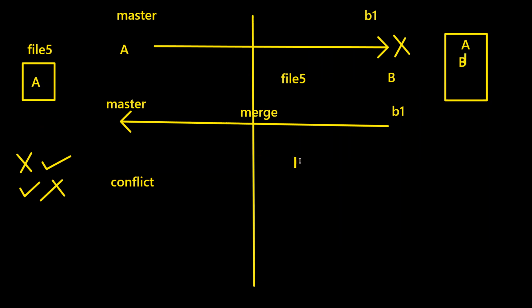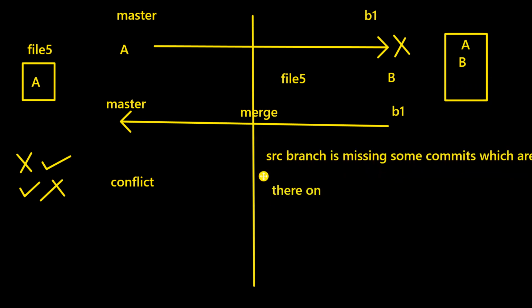See, the point of conflict: you get a conflict when the source branch is missing some commits which are there on the destination. Right, that's where you get a conflict.